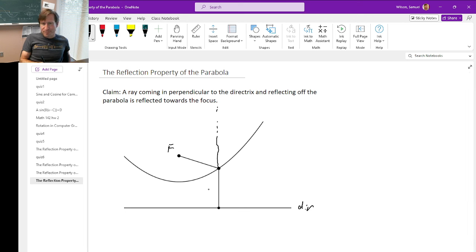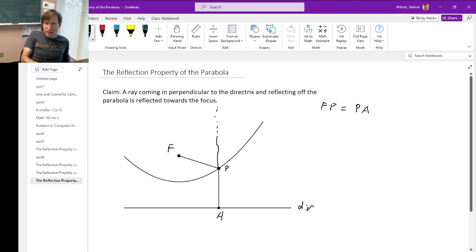So it seemed pretty convincing when we did our sketching, but let's see if we can actually prove why that should be the case. So let's see. Let's call this point here P, for lack of a better name. Because P is on the parabola, the distance from F to P has to be equal to, let's call this point down here A, the distance from P to A. Because that's what it means to be on the parabola.